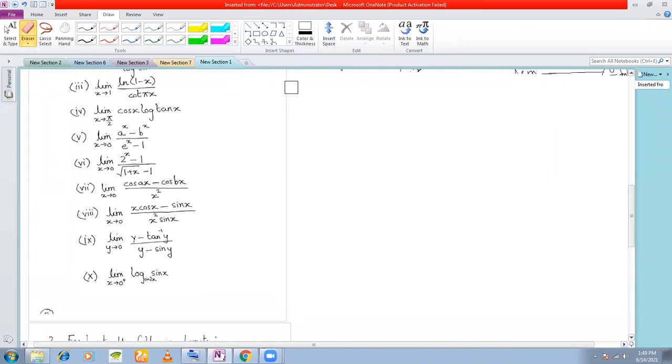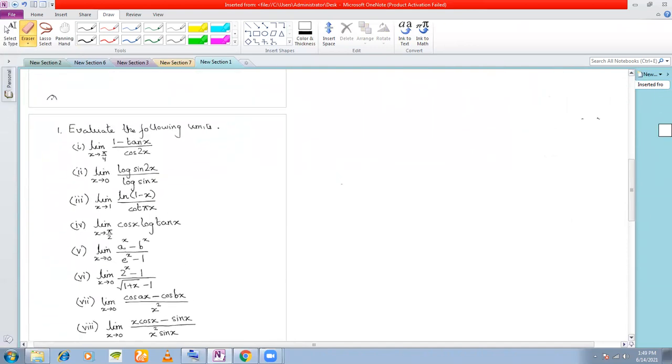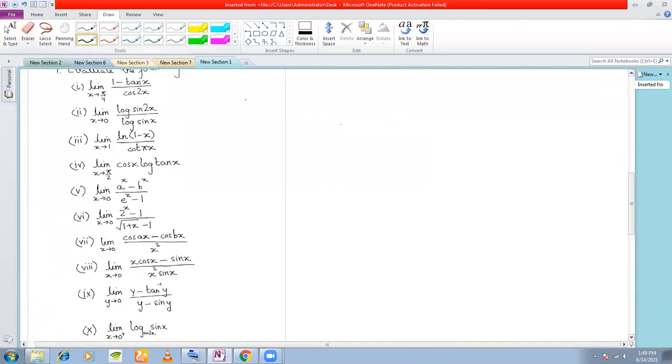So let us see the next problem, 1.4. Let L be equal to the limit of x tends to pi by 2 of cos x log tan x. Now see, here you don't have a fraction. We only have a product. I forgot to write the limit at first.